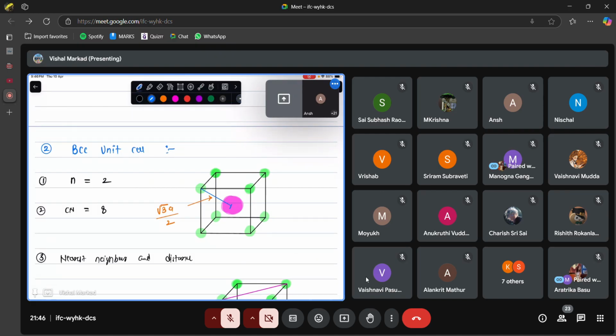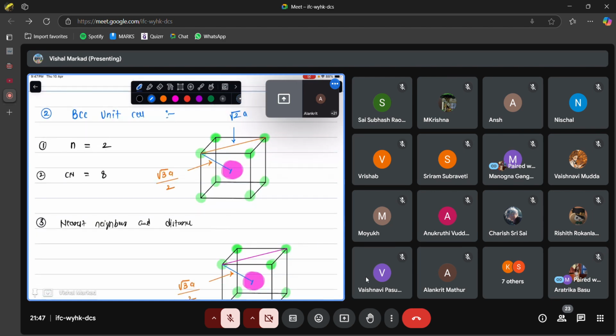So we'll calculate from here now. The green one. Can you tell me what will be the distance here? Root 2a. This one. Face diagonal, root 2a. Clear one thing? Okay.